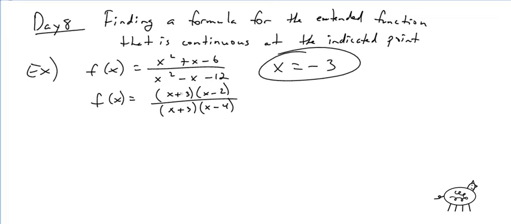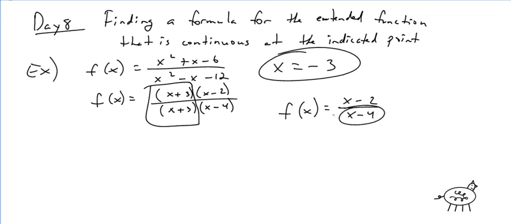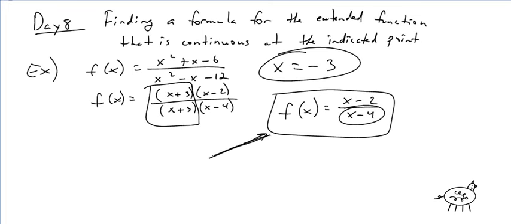Once you factor it, what do we have here? We have a hole. If I write f of x equals x minus 2 over x minus 4, it's not going to be continuous at 4. It's an infinite discontinuity, which is non-removable. But at x equals -3, if you graph both the original and this new function, they look the same, except the new function doesn't have the hole at x equals -3. It's continuous.